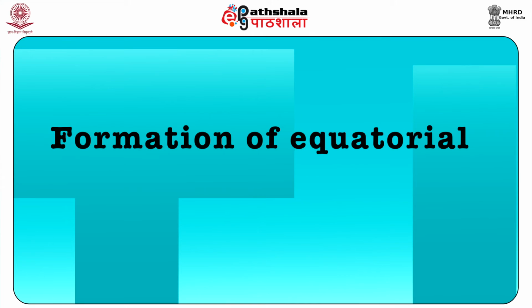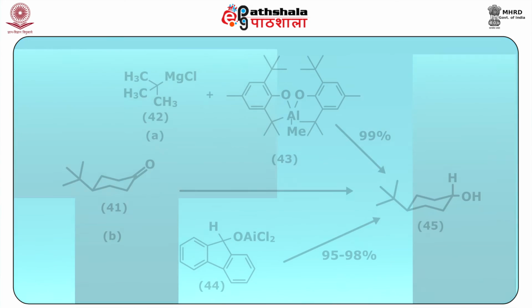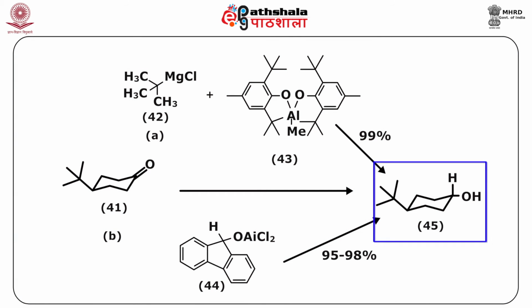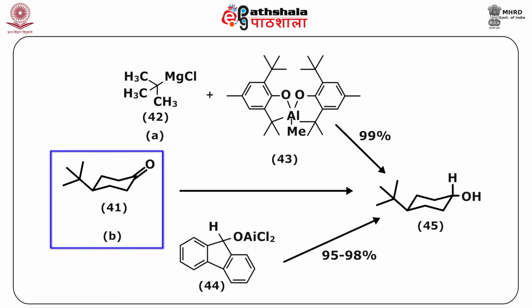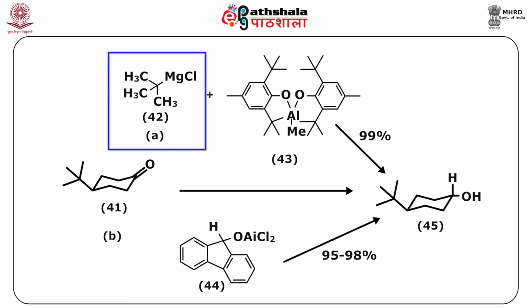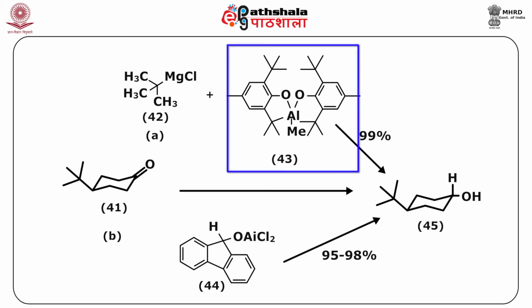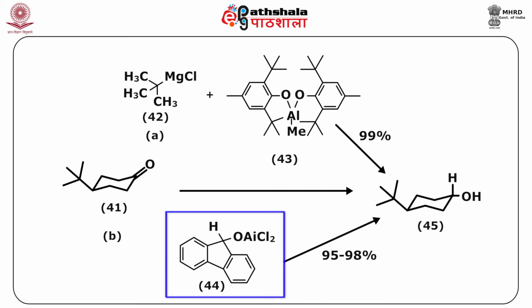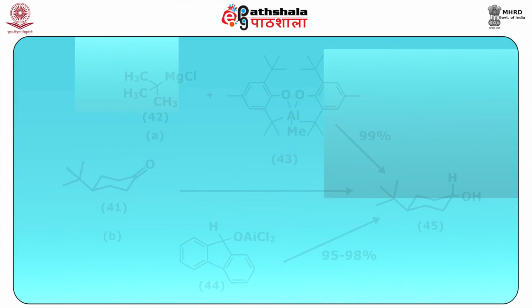Formation of equatorial alcohols. Moriwake et al. 1985 and Nasipuri et al. 1984 have developed methods for the preparation of equatorial alcohols from reduction of cyclohexanones with tertiary butyl magnesium chloride, using the methyl aluminum derivative of bis(2,6-di-tertiary-butyl-4-methylphenoxide), and reduction with fluorenyloxy-aluminium dichloride.